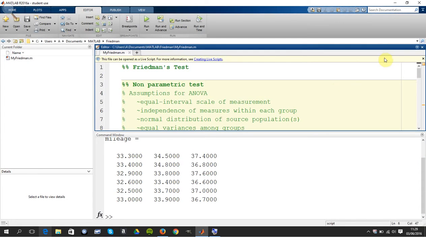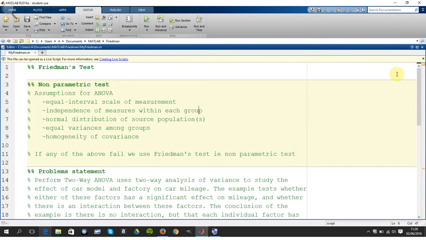So if we just go up to here and just maximize my editor. When you're doing a normal two-way ANOVA, lines 5, 6, 7, 8, and 9 are there. The data is independent, it is normally distributed, the variances are the same amongst each group, and the covariance is homogeneous. If any one or more of those fail, you'd have to use an equivalent non-parametric test, and the non-parametric test for comparing 3 or more groups is Friedman's test.